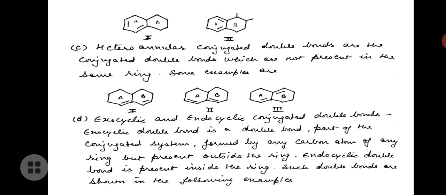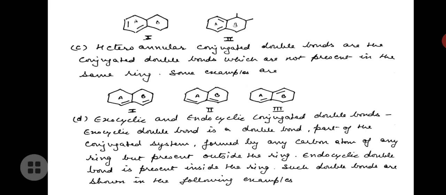See the second example. There are again two rings A and B, and both the conjugated double bonds are present in the ring A. There is no double bond present in ring B. Now let us study heteroannular conjugated double bonds. These are the conjugated double bonds which are not present in the same ring. Now see some examples. In the first example, see the conjugated double bond system first.